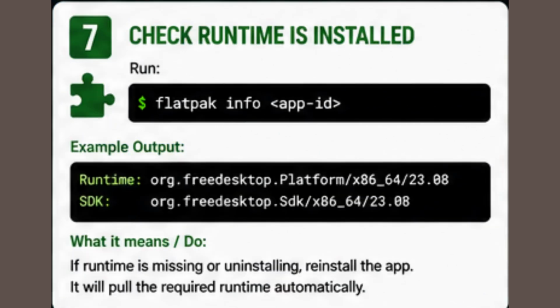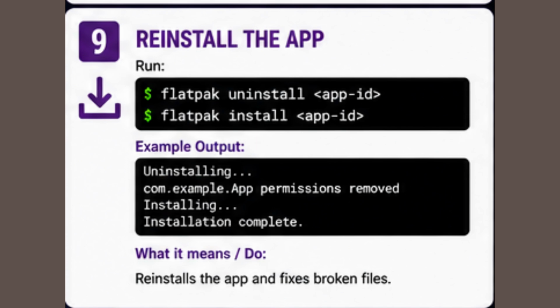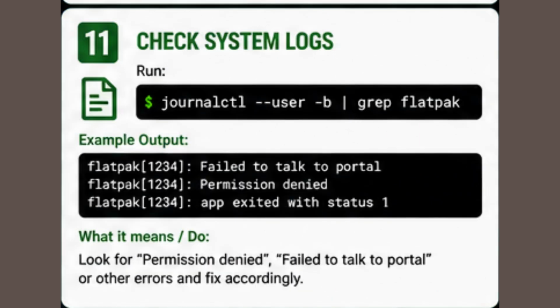After, you can check that the runtime is installed. Simply use this command and then you can check the permissions with the help of this command. After, you have to reinstall the app by typing these two commands, flatpak uninstall and flatpak install, and then you can check for graphics driver issues by running this command. Then you can check the system logs and then you can reboot your system.